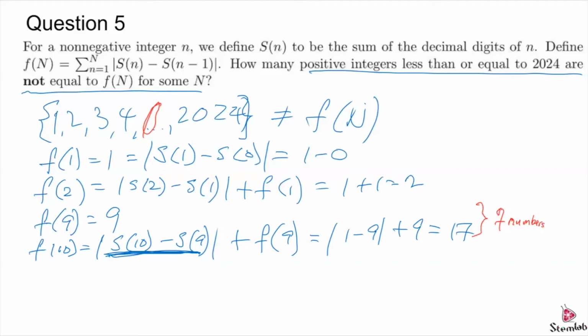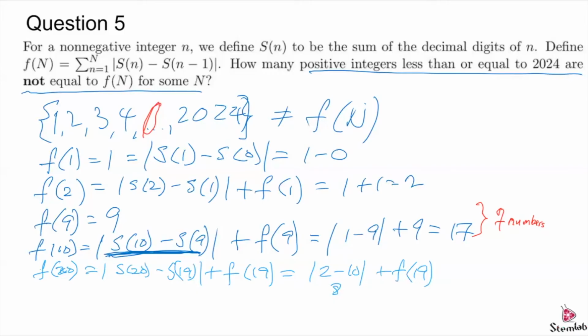Actually, it is true for all multiples of 10 that are not multiples of 100 or 1,000. So f of 20 will be s of 20 minus s of 19 plus f of 19, sorry, which will be equal to 2 minus 10, which is also basically the absolute value, 8, plus f of 19. So we also skip 8 there. Sorry, skip 7, because normally we would add 1, but now we're adding 8.